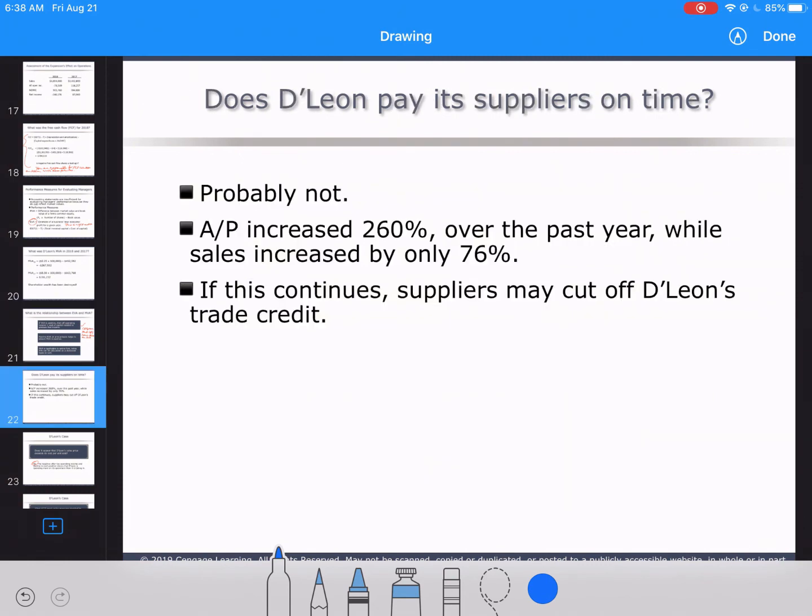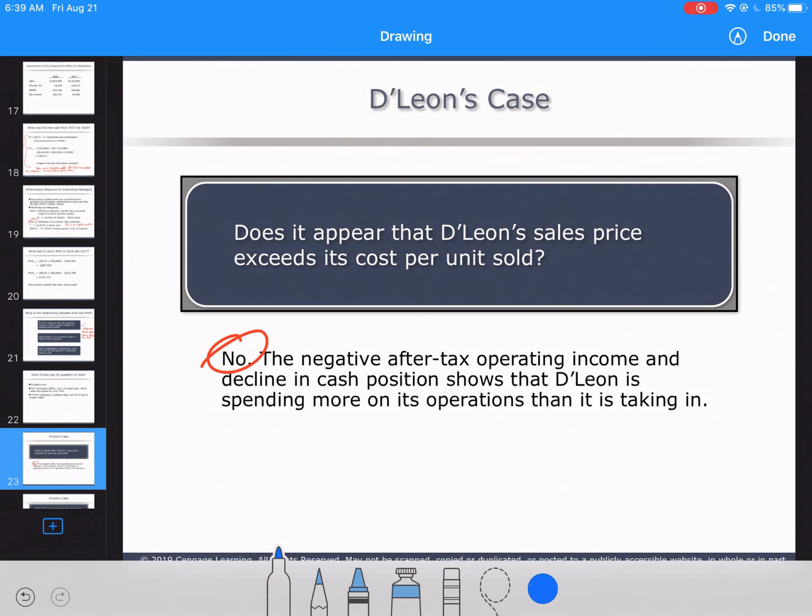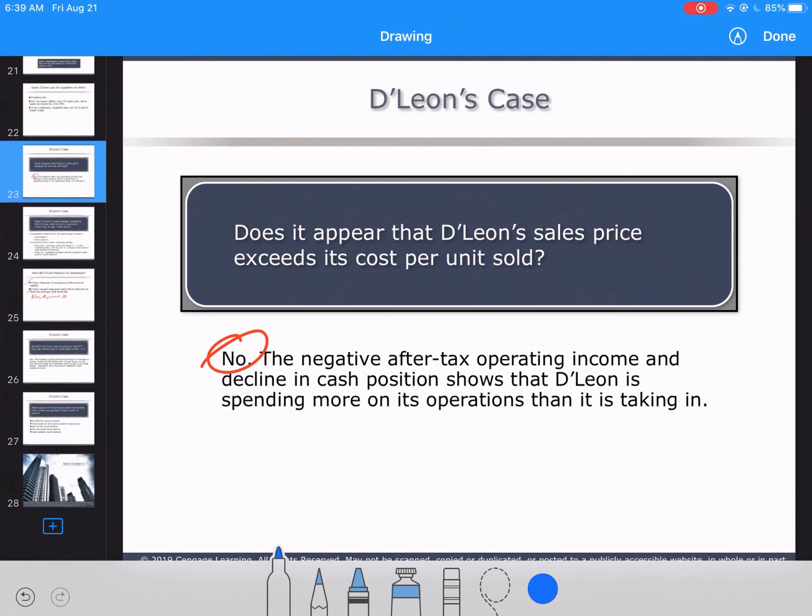And then what do you think, are they paying suppliers on time? Not necessarily. AP has increased, and if this continues, suppliers may cut off the deal on trade credit lines. Okay. Now you see, you try to generate a price that should exceed or equal cost. But in this case, that is not the case. So they are going to have a negative income.